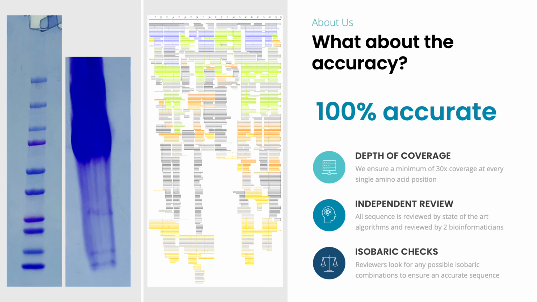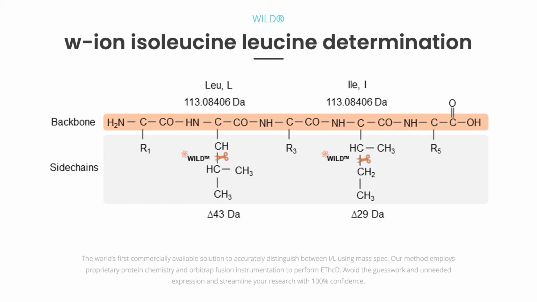They review the spectra to confirm every single residue and do isobaric checks looking for combinations of amino acids that even weigh the same on the mass spec. One of the most common challenges here is actually isoleucine and leucine. At a first glance, they have an identical molecular mass, 113 daltons. So they're indistinguishable on the mass spec, right?